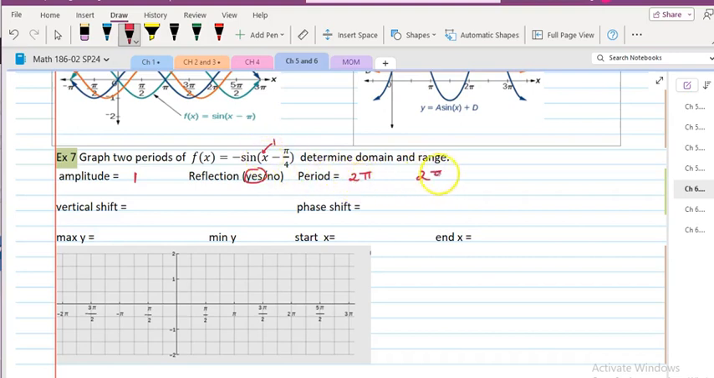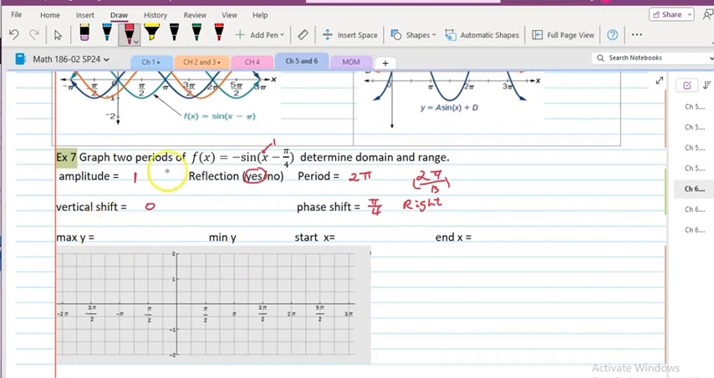Remember, period is 2 pi over b. The period is 2 pi, which means in this whole circle you have 1 cycle. Vertical shift is the number that you add or subtract, so there's no vertical shift. Phase shift is the c that you see, pi over 4 because b is 1, so it's just pi over 4. And the direction is to the right. Minus means to the right.